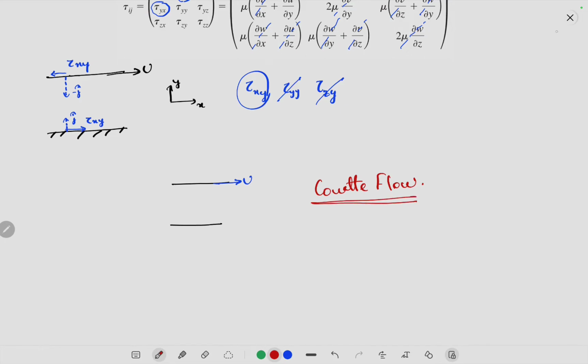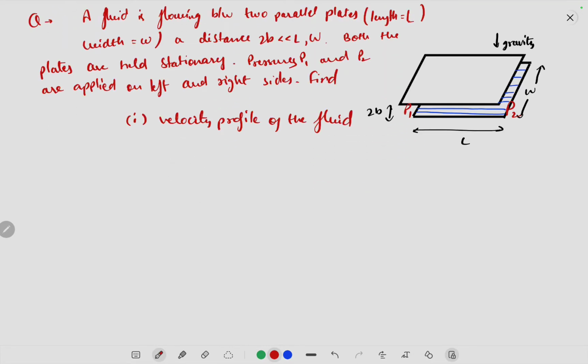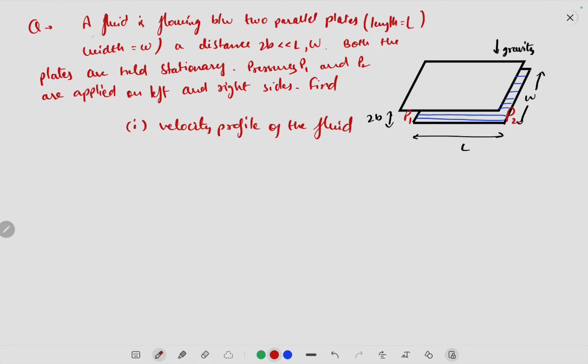Okay, now let's consider another example. So this is our next problem. It states that a fluid is flowing between two parallel plates. Again, the dimensions of the plates are same, length equal to L, width equal to W, a distance 2b apart. Okay, and that 2b is very less than L and W. Both the plates are held stationary, so this time there is no velocity of the upper plate and the bottom plate also, both are held stationary.